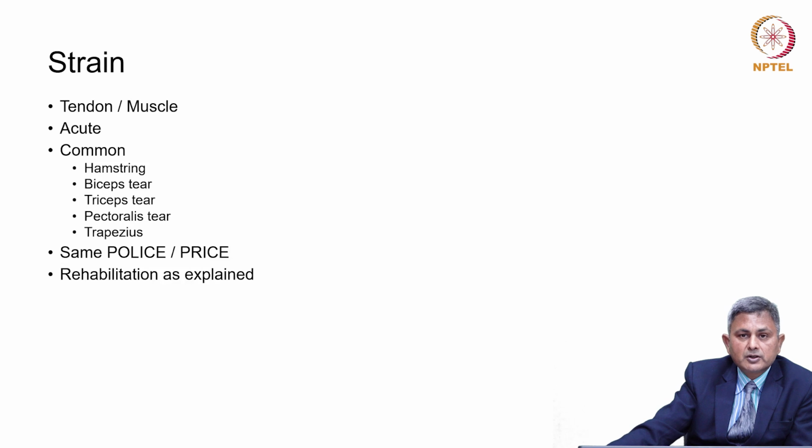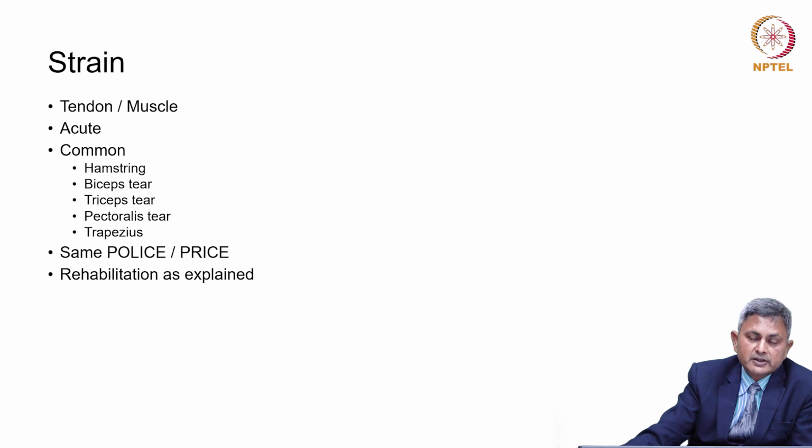A strain is an injury of a muscle or tendon, and the same principle applies to the affected muscle or tendon. If it is a complete tear, it requires surgery and then proper rehabilitation. And if it is not a complete tear, it still requires rehabilitation of a few weeks to a few months. And the same principle of POLICE and PRICE.